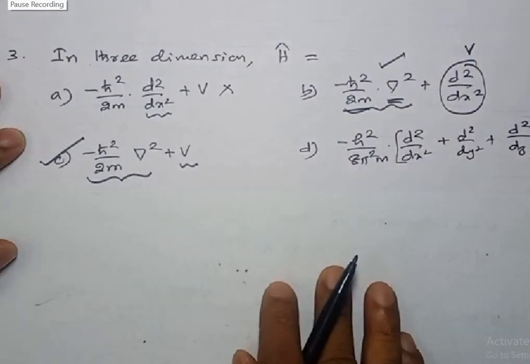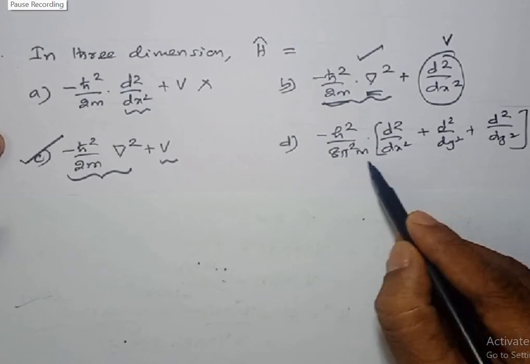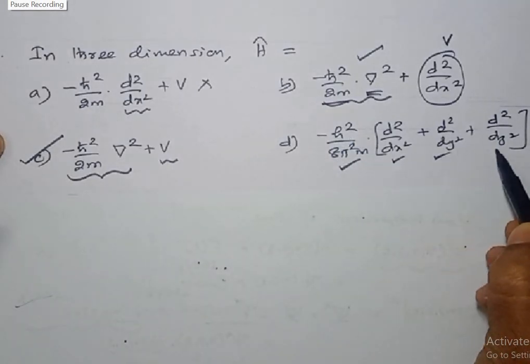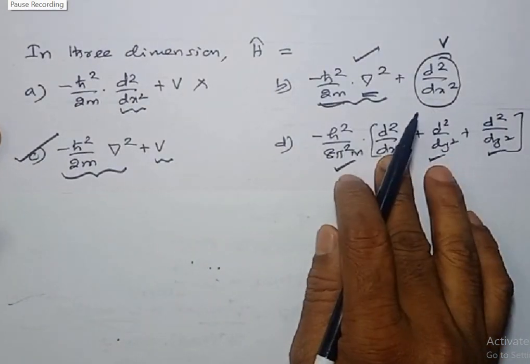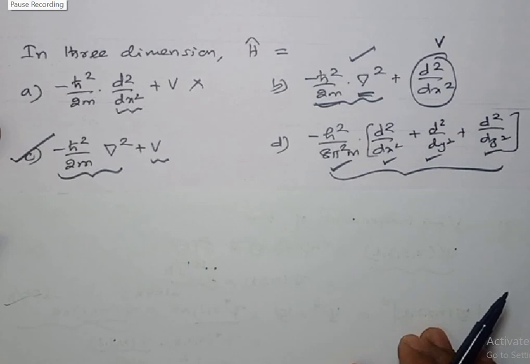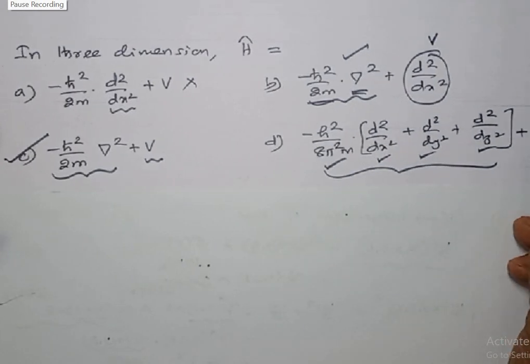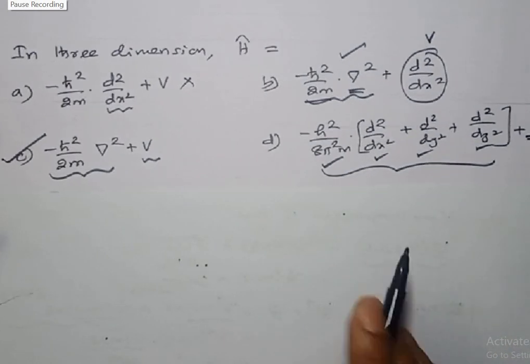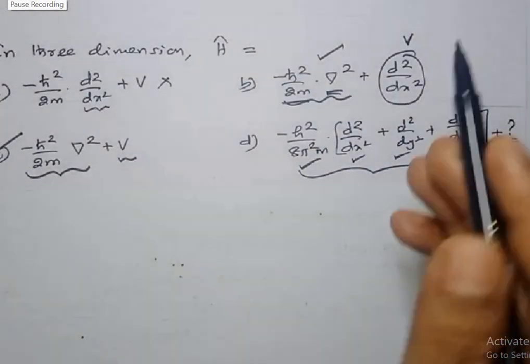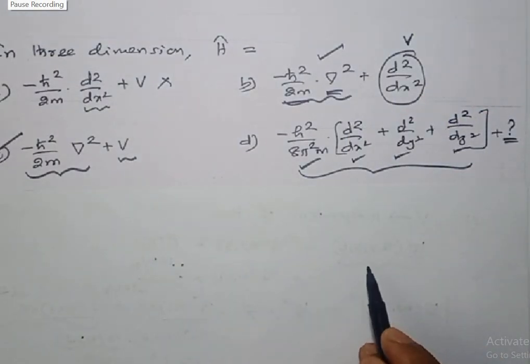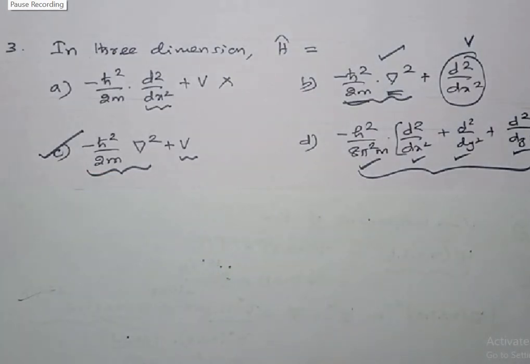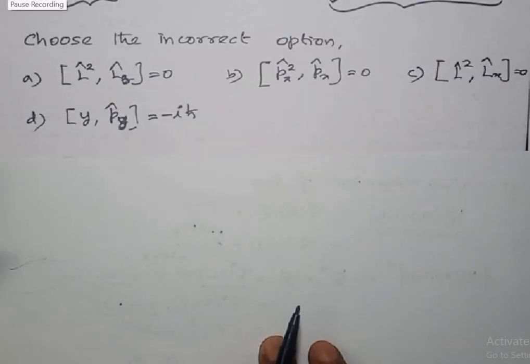Then if you see option D, minus h square by 8 pi square, this is correct. 3 dimensions are there, that is also correct. This entire term corresponds to the kinetic energy operator. What about the potential energy? Potential energy is not given here. Therefore, we cannot take this as a Hamiltonian operator. So the correct option for this question is option C. Right, so this is question number 4.